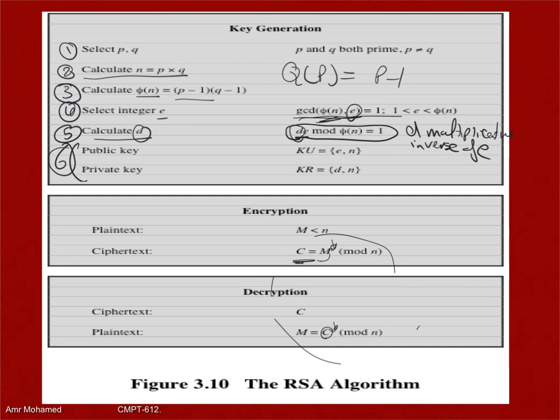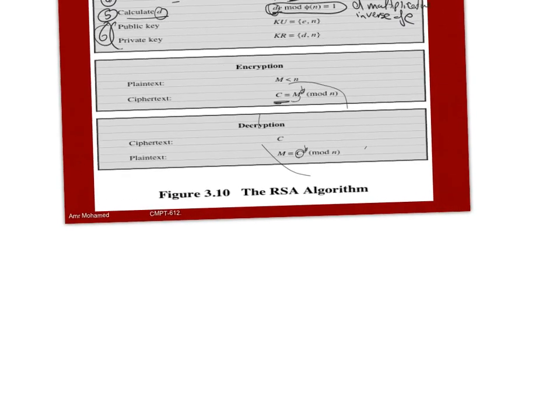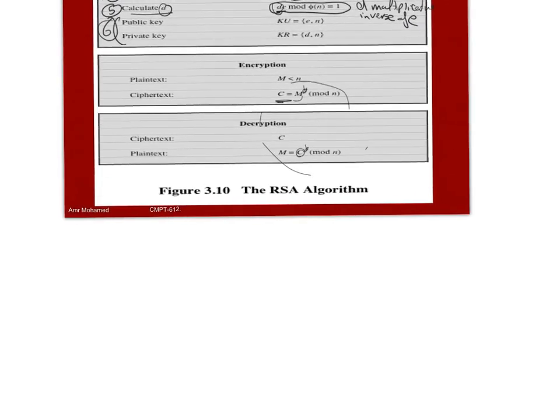The reversibility is coming from the fact that D is the multiplicative inverse of E modulo the totient of N. So how do you prove the reversibility? C to the power D here, C is in fact M to the power E mod N, all of this to the power D mod N. So we need to prove that this actually reduces to just M.